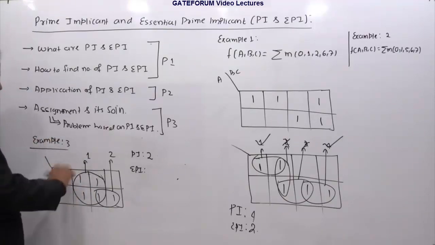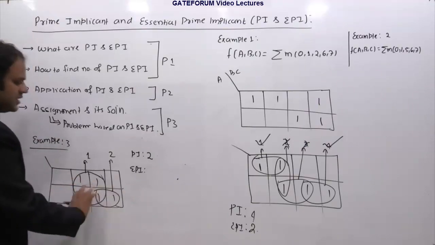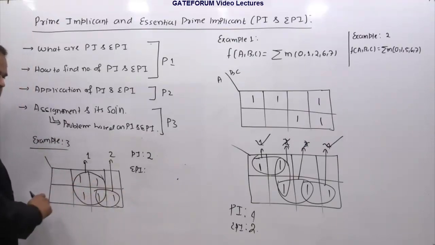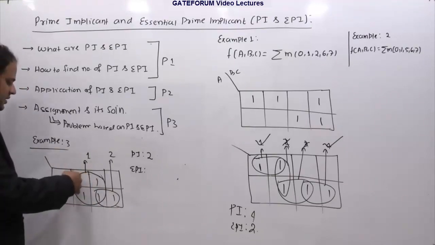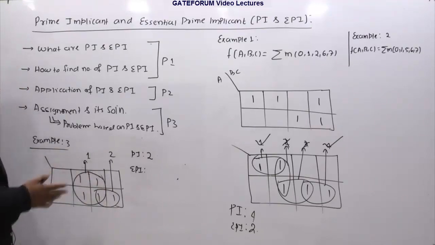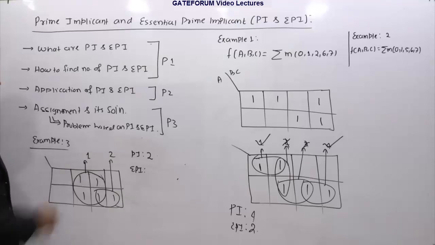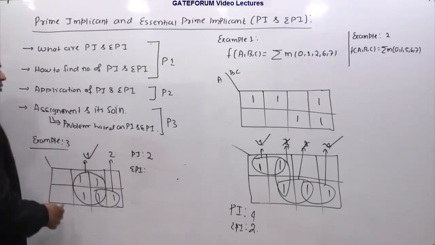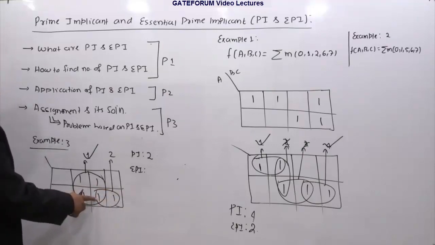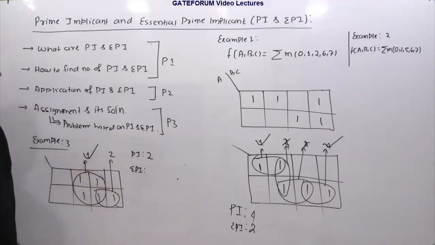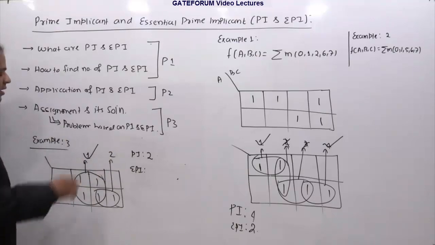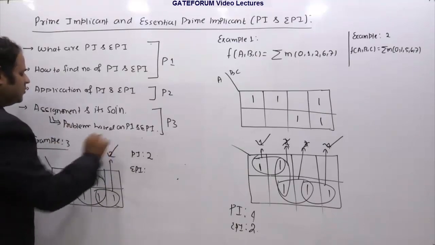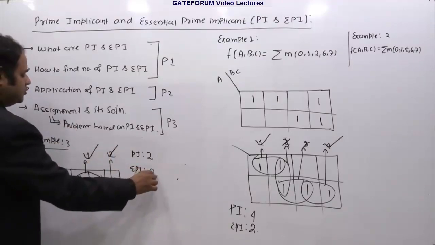If you see this, out of 4 mean terms, only one mean term is shared by 2 groups, but the remaining 3 mean terms are not shared by 2 groups. So this quad contains 3 mean terms which are not shared by multiple groups. So is this satisfying the criteria of EPI or not? Yes, it is EPI. And what about group 2? Among 2 mean terms, this one is shared by multiple groups, but this one is not. So group 2 also contains one mean term which is not shared by multiple groups. So this is also EPI. So the number of EPI is 2.